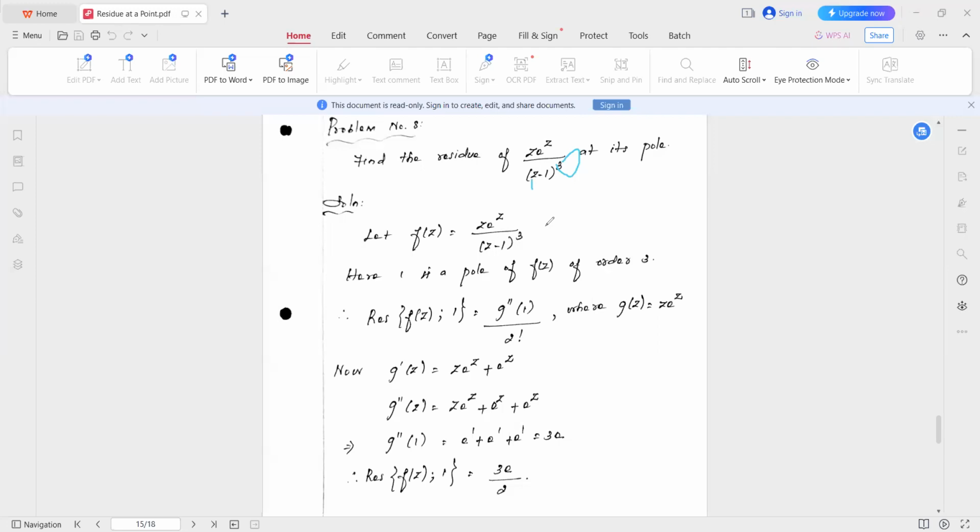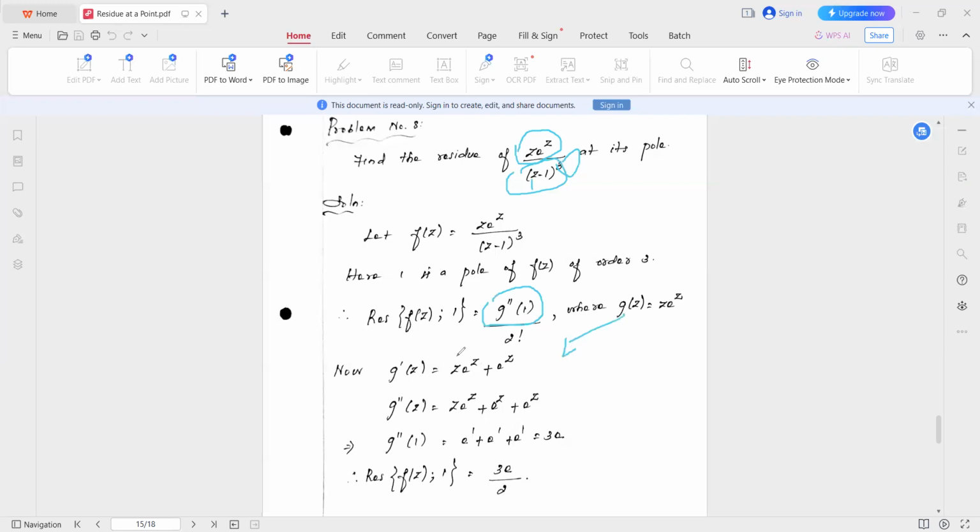So we go with the formula. The residue of f of z at the point 1, since the pole is of order 3, requires differentiating 2 times: g double dash of 1 by 2 factorial, where g of z is z into e power z, since that is what remains with the denominator removed. Now we need the value of g double dash of 1.